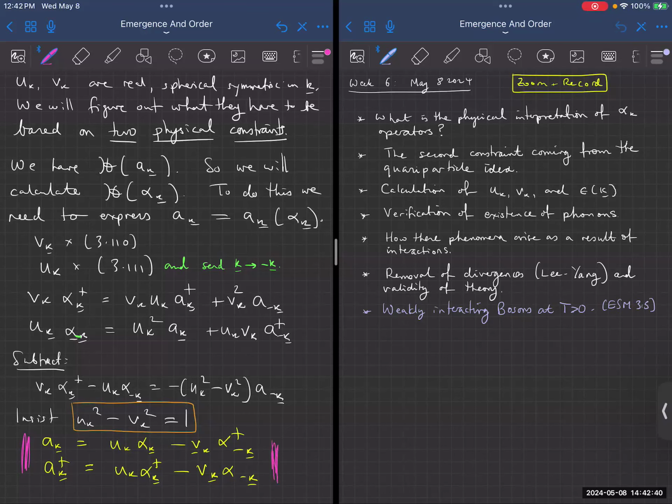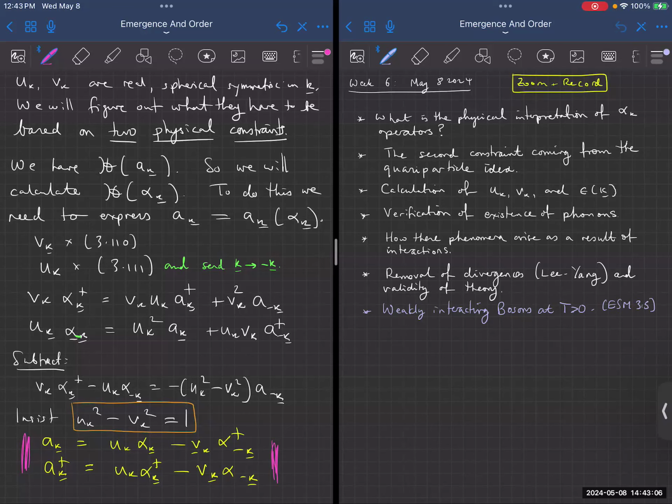Okay, so what are we going to do today? We're going to start off by looking at these alpha operators, and we're going to ask what is the physical interpretation of them. And we're going to see that they have a very nice interpretation, namely that these actually are themselves bosonic variables. They create particles, and we're going to eventually see that these particles are the quasi-particles. So that's the first thing.